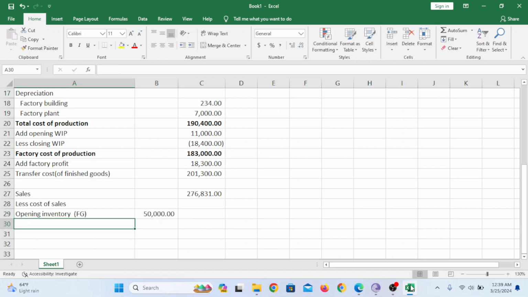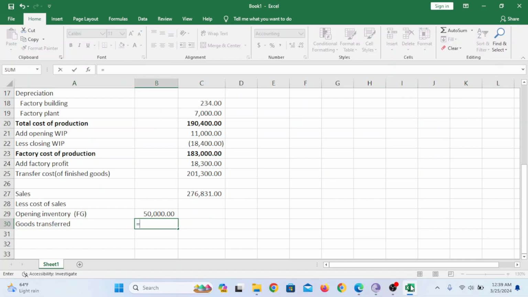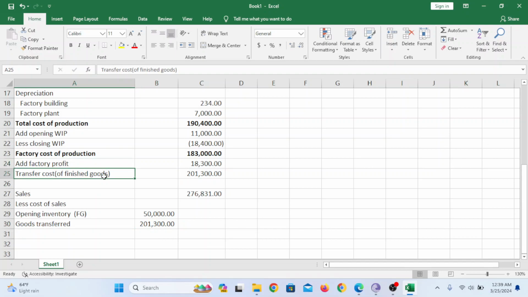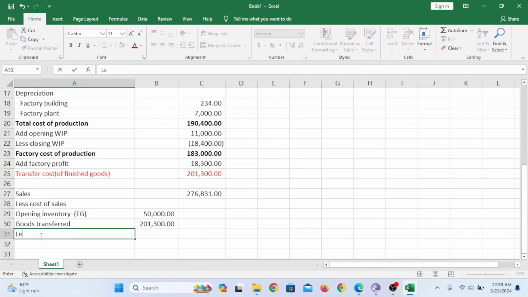Then we need to add the cost of goods transferred, and the goods transferred is just given here. What we have worked out here is the goods transferred that I'm taking to replace, under the normal trading, the purchases, but they don't purchase final products. We produce and then sell. Then we need to less closing inventory.